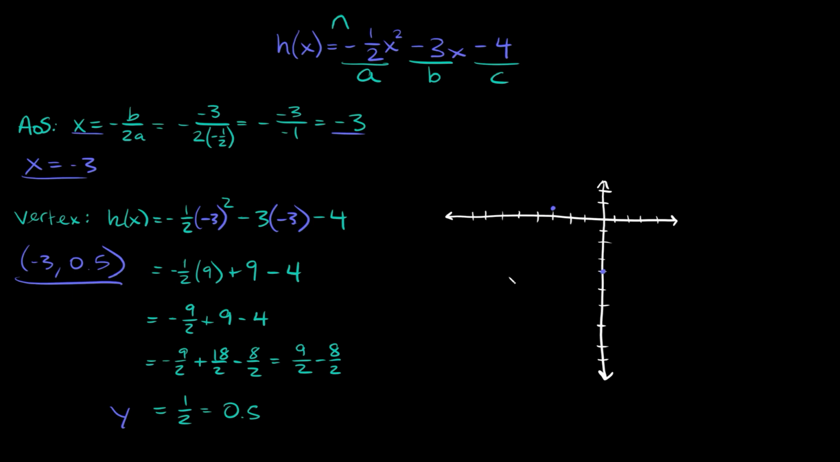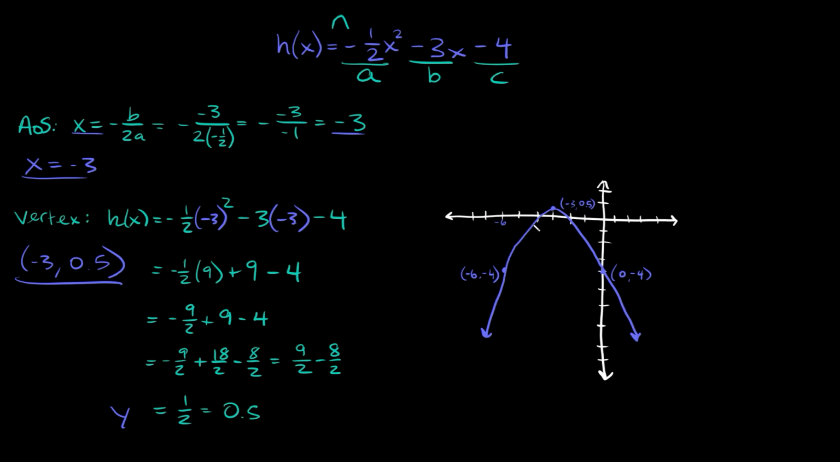So to get from the vertex to our other spot on the parabola, we're going to go over 3, right? So 1, 2, 3 to, this is negative 6 right there. And then down 4.5 spots to right there. Okay, so again, the vertex is at negative 3, 0.5. This spot right here is at 0, negative 4. And this spot right here is at negative 6, negative 4. Okay, so then we can just connect the dots like so, right?